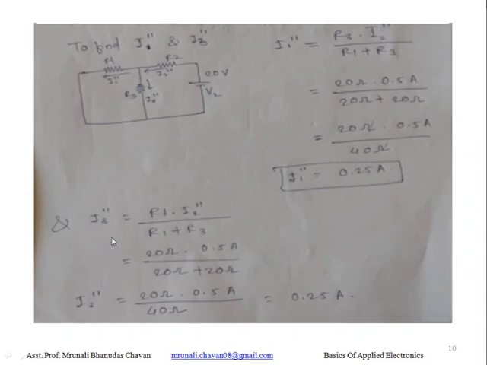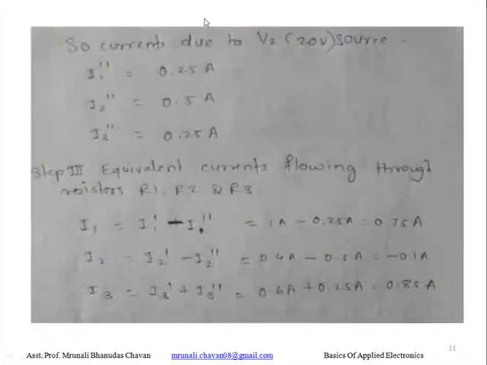And for I3 double dash, similarly we can write the equation. For I3 double dash, the opposite branch resistor is R1, so R1 into I2 double dash, that is the circuit current, divided by R1 plus R3, that is the sum of the two parallel resistances. So we will get the value for I3 double dash as 0.25 ampere. Means the currents due to V2, that is the 20 volt source, are I1 double dash equal to 0.25, I2 double dash equal to 0.5 and I3 double dash equal to 0.25.